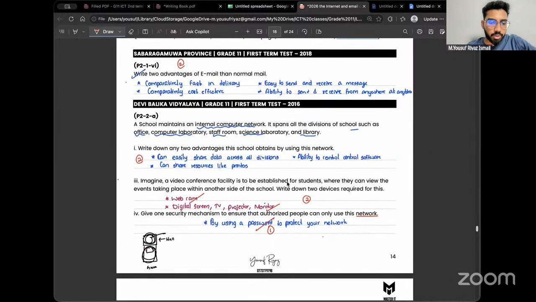Okay, so tell me out of 7 marks, how many marks you got? And those who have any questions, drop your questions in the chat. Assign a username and password for the staff members and school students to access the computer network. Correct. Username and password, correct. If you have any different answers, you want to check your answers, drop in the chat. I'll check your answers. Others, let me know your marks out of 7 marks.